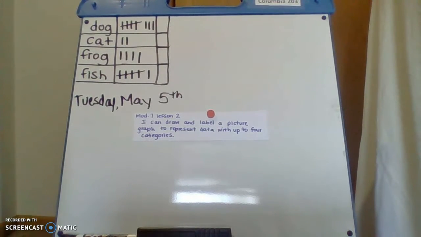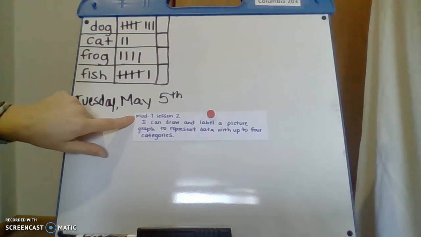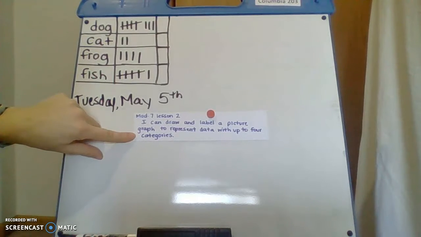Good morning, ladies. So today is Tuesday, May 5th. Today we are on Module 7, Lesson 2. It says, I can draw and label a picture graph to represent data with up to 4 categories.